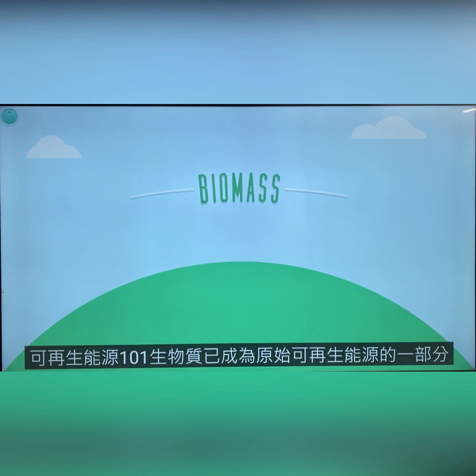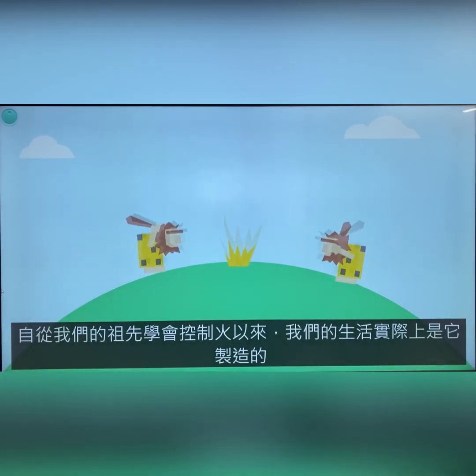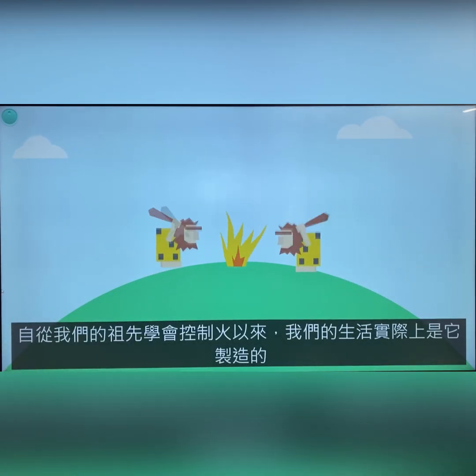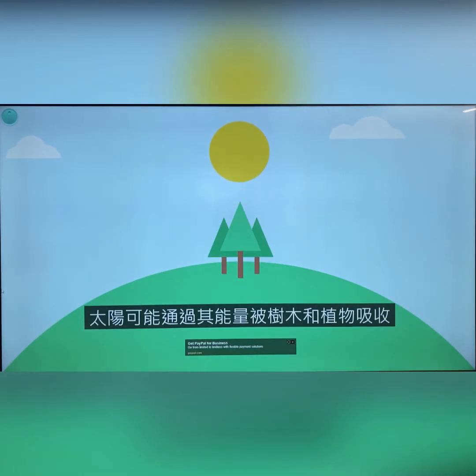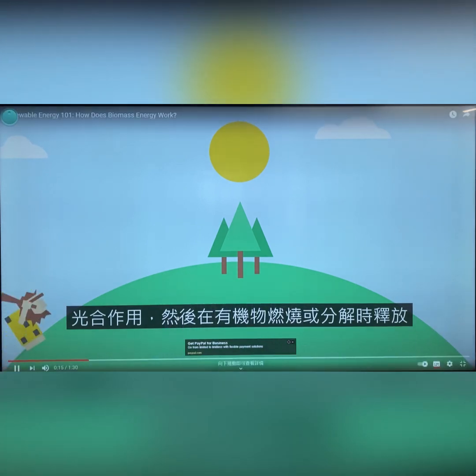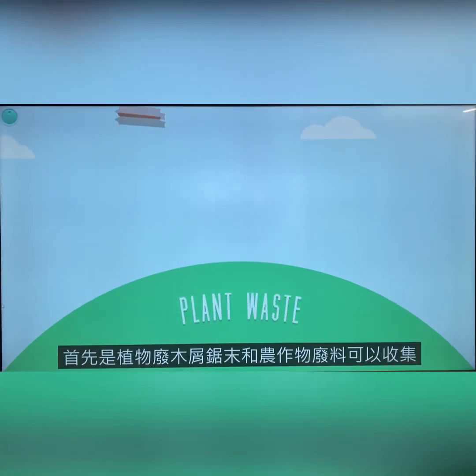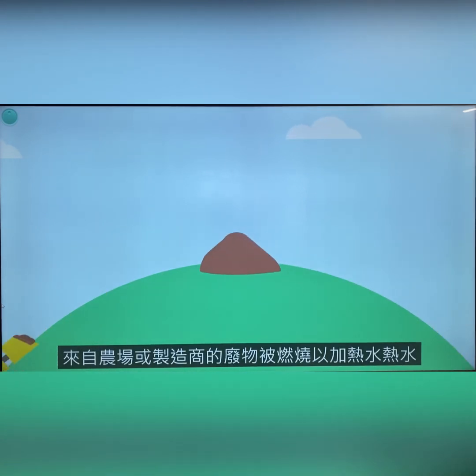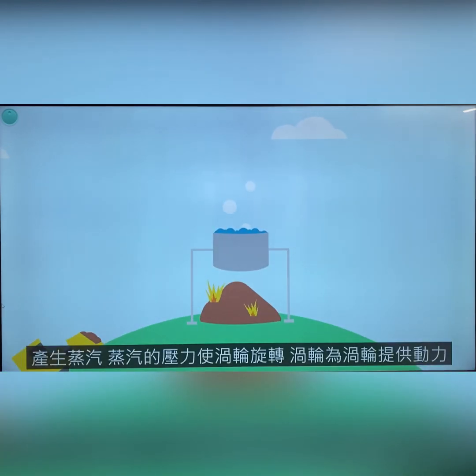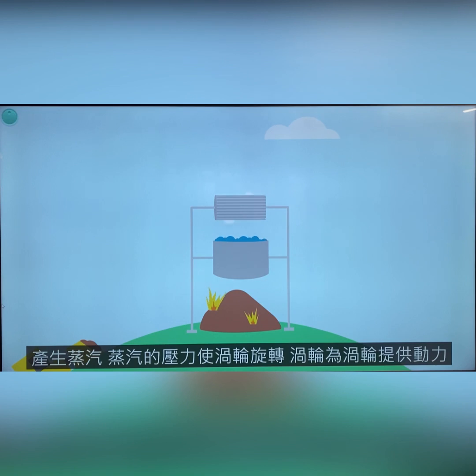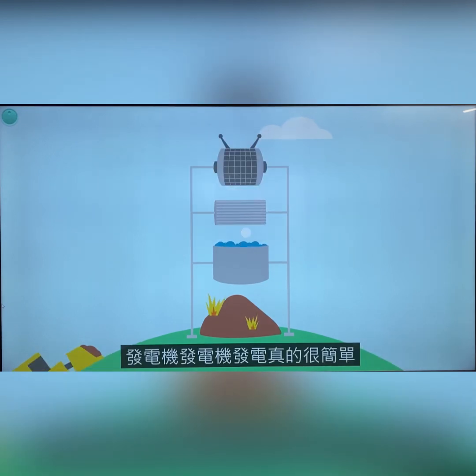Biomass, the original renewable energy. It's been part of our lives since our ancestors learned to control fire. In fact, it's made possible by the sun, whose energy is absorbed by trees and plants through photosynthesis, and then released when organic matter is burned or decomposes. First, there's plant waste. Wood scraps, sawdust, and crop waste can be collected from farms or manufacturers. The waste is burned to heat water. The hot water creates steam. The pressure of the steam spins a turbine. The turbine powers a generator. The generator creates electricity. Simple, really.